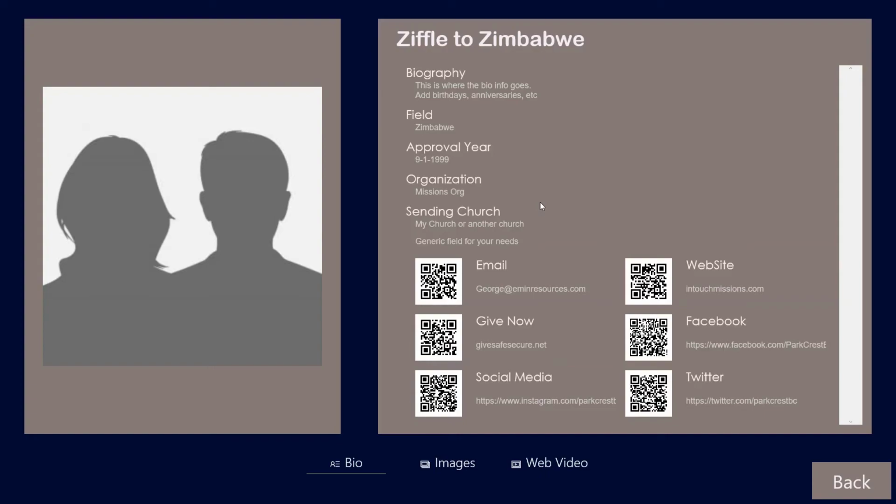Then we also have the QR codes for the email, the website, the giving, which is new for this one. You can use your church's giving platform. Somebody could use that with their phone. Facebook, social media, and Twitter. The social media one, I named it social media, but it should actually say, what did I put in there? Oh, Instagram on that one. And that's the information that's available. There's images and videos at the bottom. You see those tabs. And that's pretty much it.